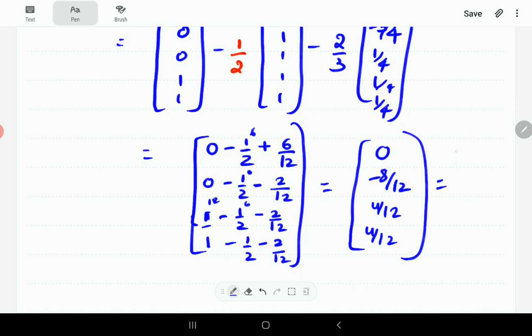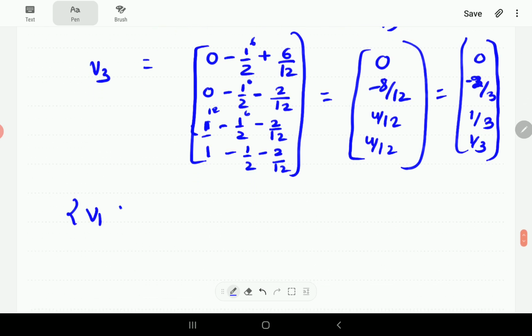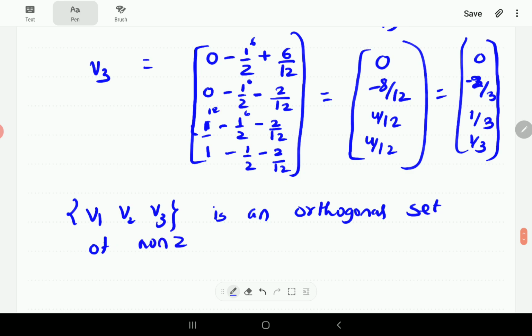The final answer is 0, minus 2 times 4, 4 times 3, 4 times 1, 4 times 3, and 4 times 1, 4 times 3. So this is our v3. So whatever we have got now, the collection v1, v2, v3, these vectors form an orthogonal set of non-zero vectors.